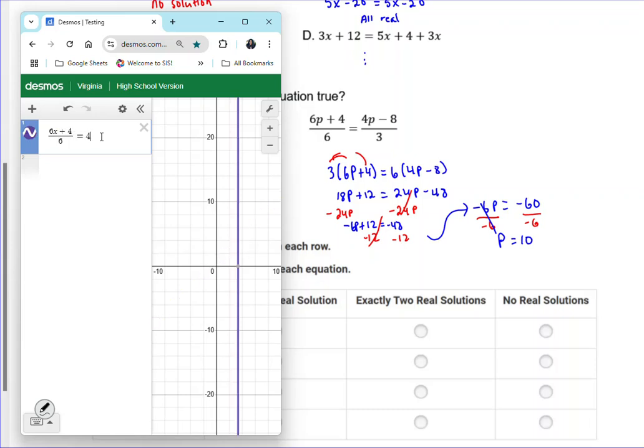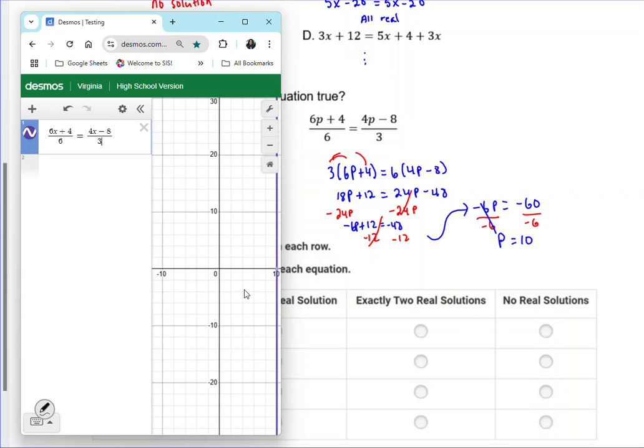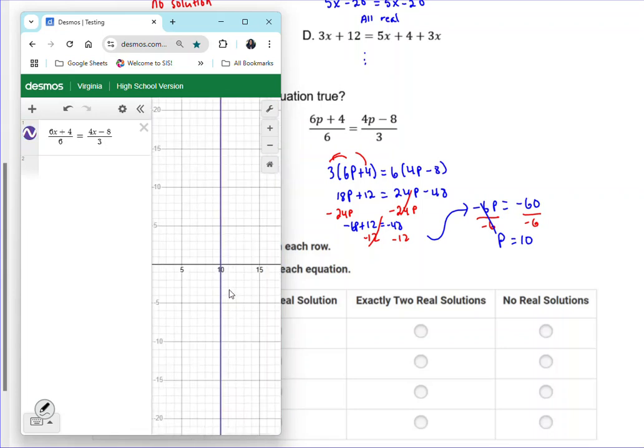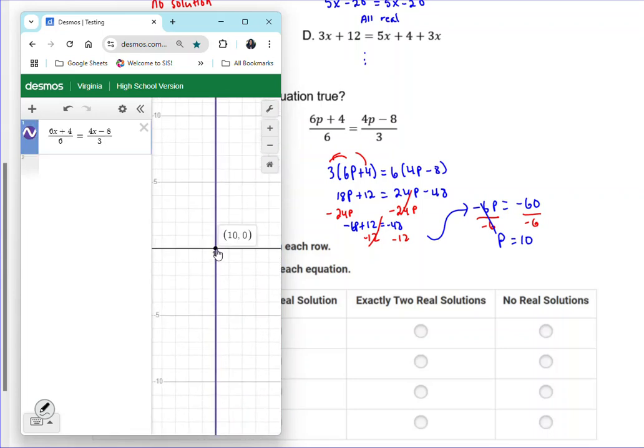And this works, but the problem comes when the solution happens to be a decimal or a fraction, then it's kind of hard to see the solution. But anyway, this one, since I know it's a whole number, I can try to look for it here. Look, check it out. It's right here. X equals 10. Okay?